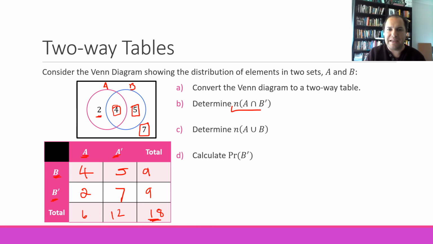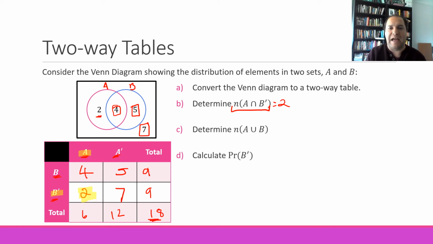All right, the number of things in A and not B. Again, we'll just look at our table. A and not B, that's this cell here. So that value will be 2.